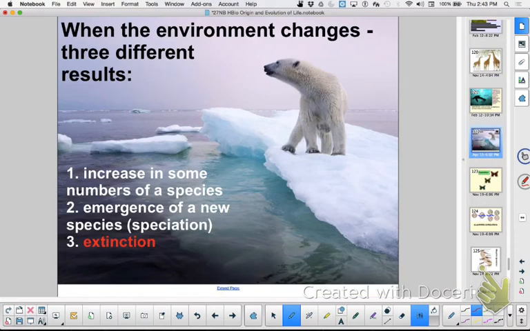And we also mentioned that when the environment changes, which may be due to us, what's going to happen? If an environment changes from semi-arid to a full-on desert, you'll have an increase in some members of a species because those animals who can survive in the desert are adapted. But you'll have a decrease, with possible extinction, in those species who couldn't handle the change. Or maybe as a result of the change, you get an emergence of a whole new species. But the biggest one you're probably going to get is extinction, as we change that environment.